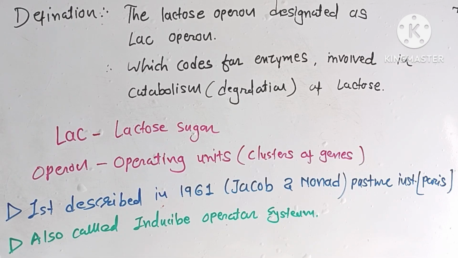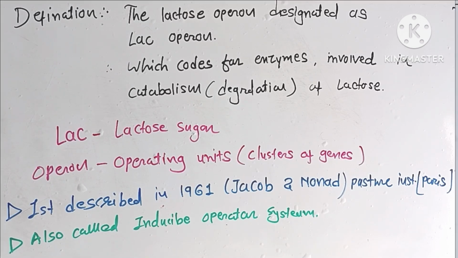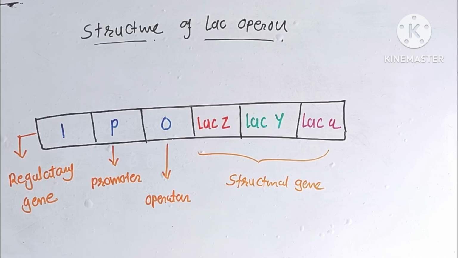And who described it first? Jacob and Monod in 1961 at the Pasteur Institute, Paris, described this Lac Operon. We also discussed that it is defined as an inducible operon system, because this is an induced type of operon. Let us discuss the structure of Lac Operon.